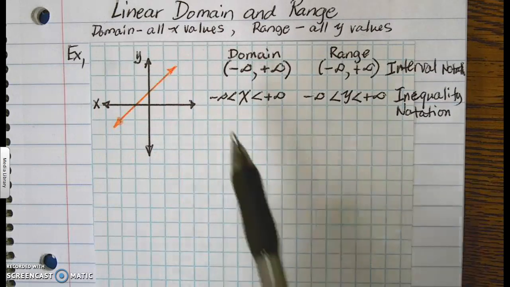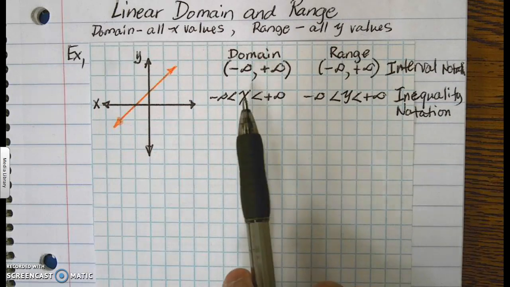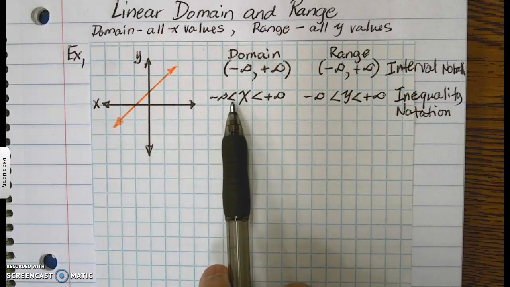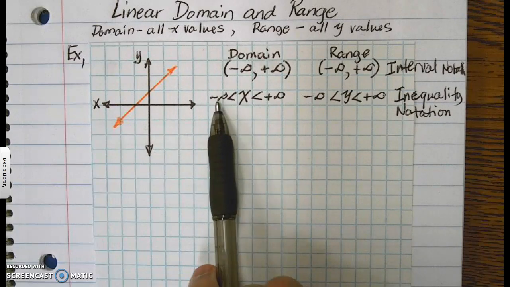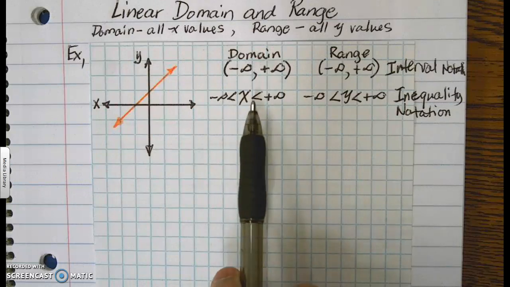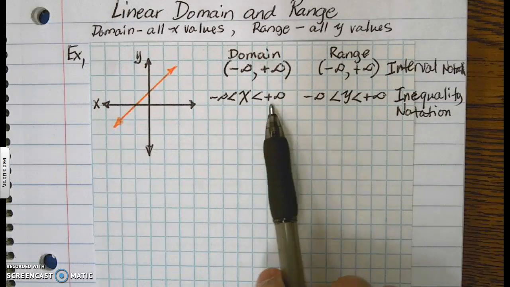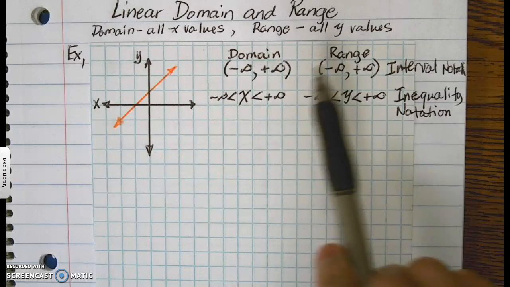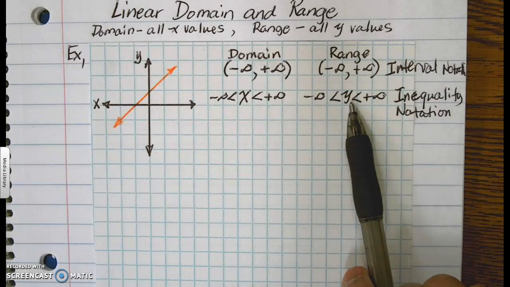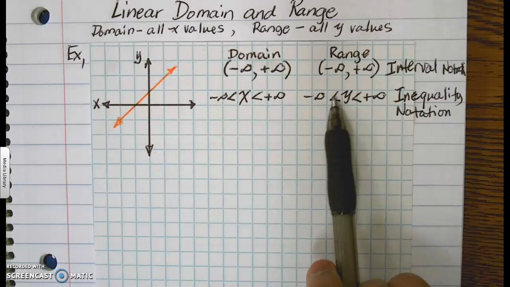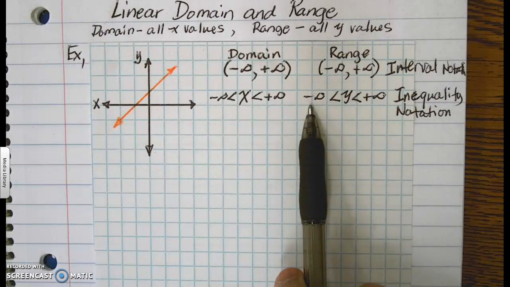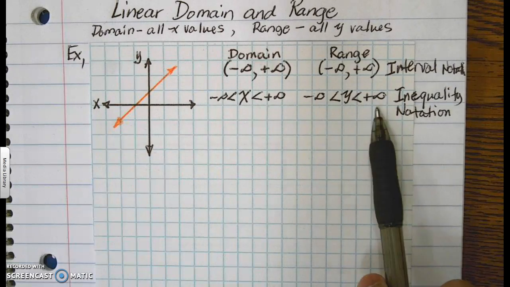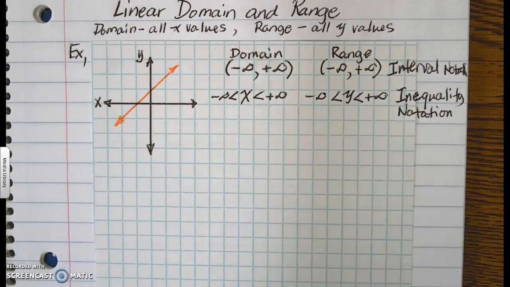So how do we read this? This is read as x is greater than -infinity but less than +infinity. So let's look at this and read it. This is read as y is greater than -infinity but is less than +infinity.